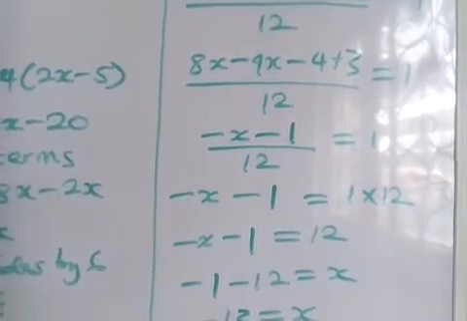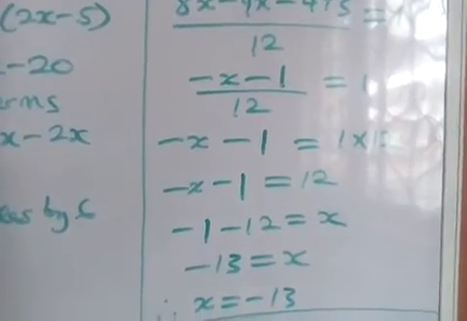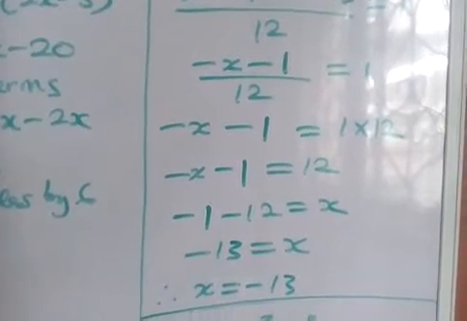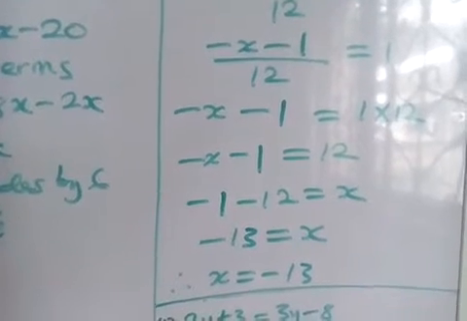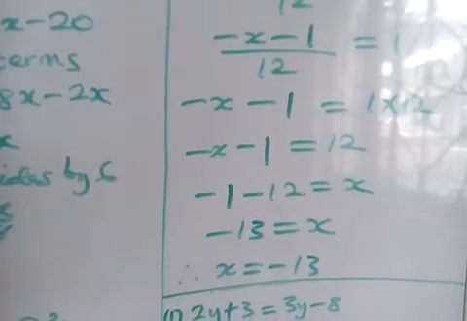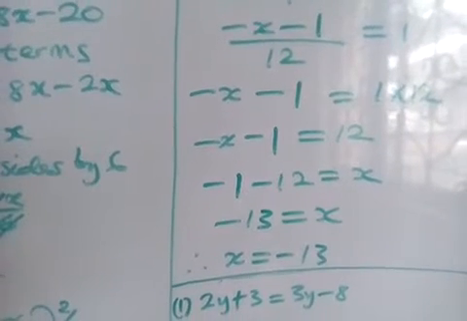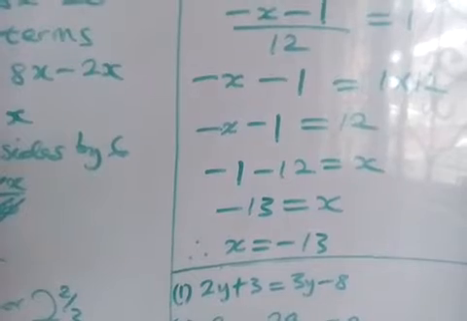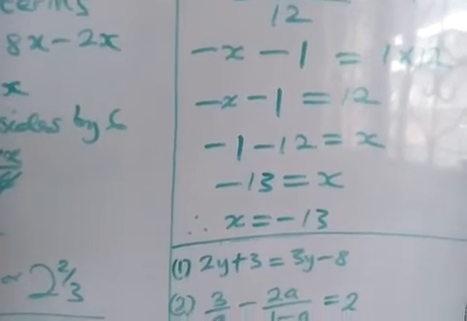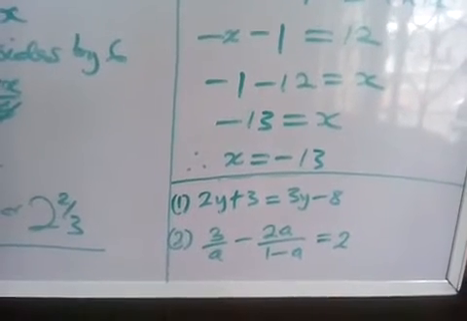The next thing, we cross multiply. Minus x minus 1 equals to 1 times 12. And minus x minus 1 will give us 12. Minus 1 minus 12 will give us x, meaning 12 has to come to that side. It will change its positive sign to negative. So we now have minus 1 minus 12 equals to x. Minus 1 minus 12 will give us minus 13 equals to x. Therefore, our x equals to minus 13.